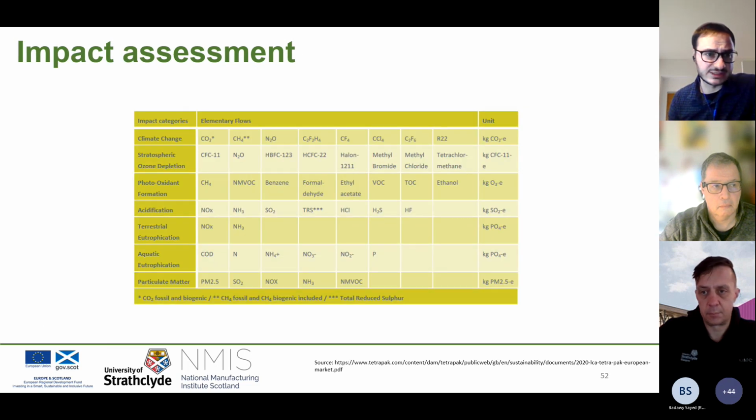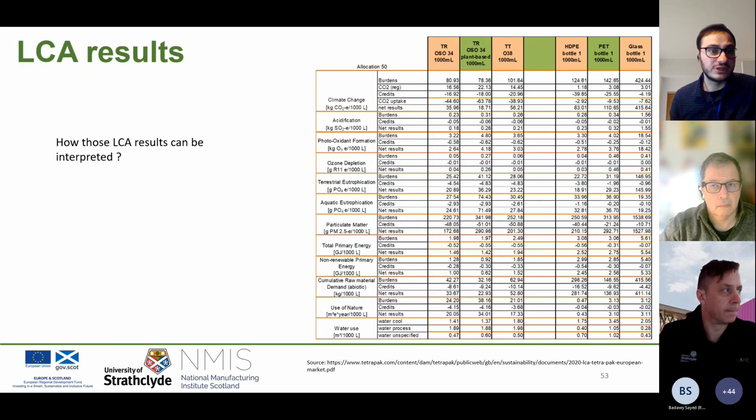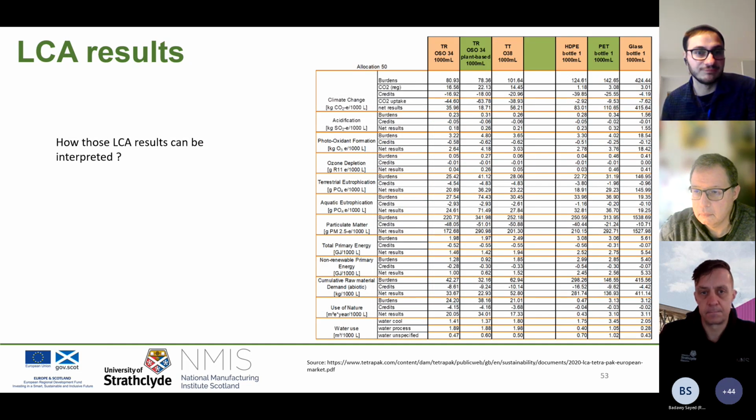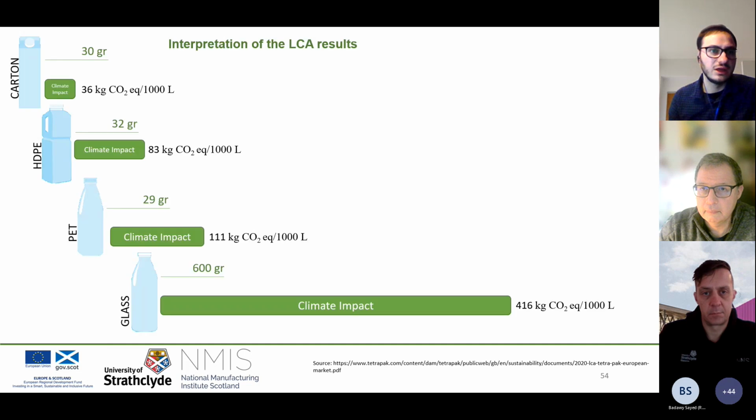And then we have impact assessment, with different impact categories. We have climate change, ozone depletion, and many other categories, and the units that we use in order to quantify these impacts. So this is the life cycle results. And as you see, it's a really big table. Usually it's even more data that shows us multiple numbers, multiple results, and how can we understand those? How can we interpret those?